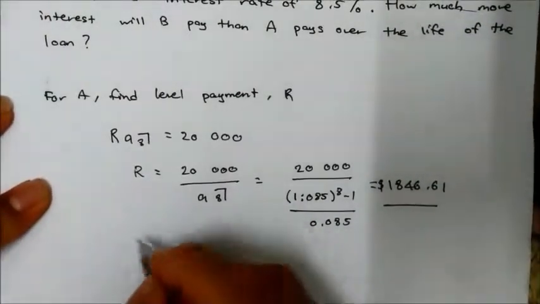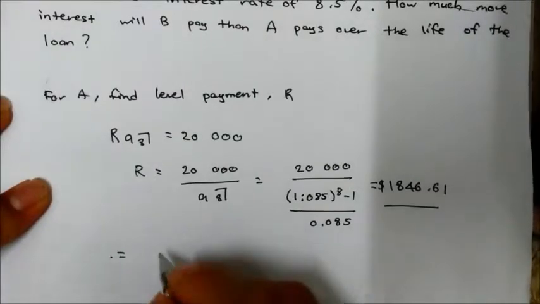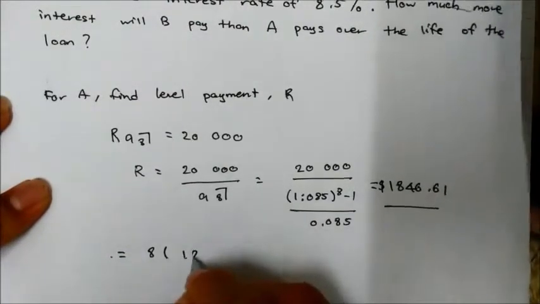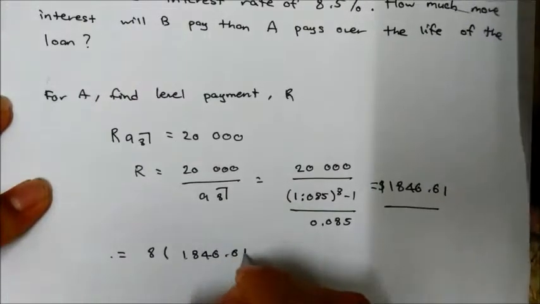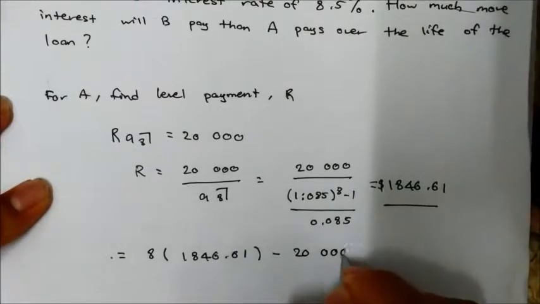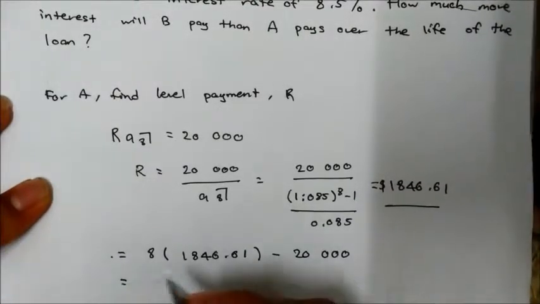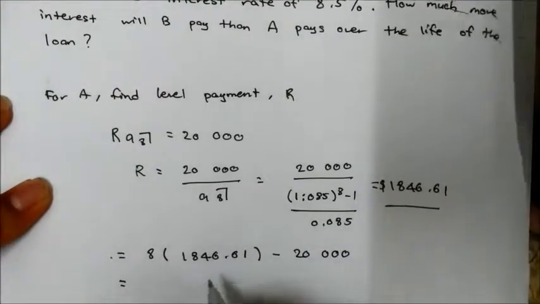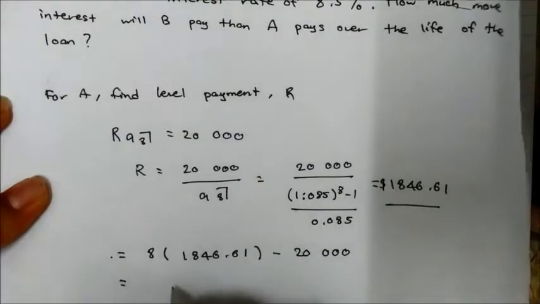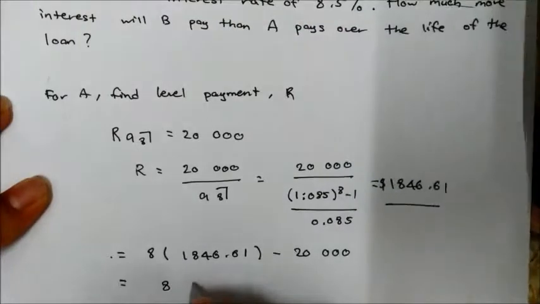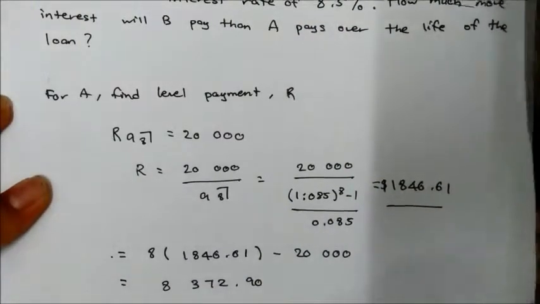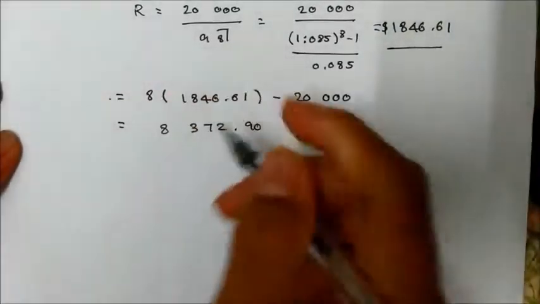So we need to find the total payment for 8 years. Therefore, we have 8 times 1,846.61 minus 20,000, because we want to obtain the interest that A has to pay. So we will get 8,372.90. Alright, A is done.